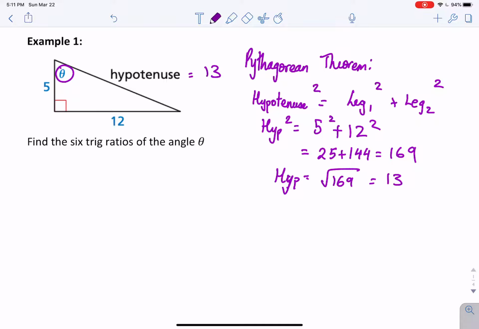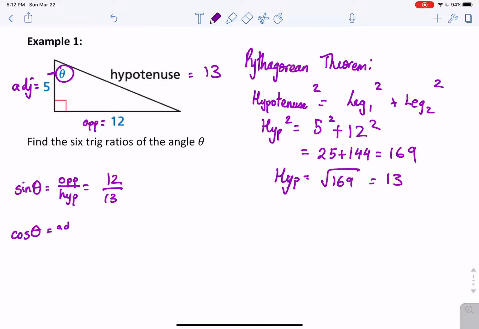Now I need to figure out which side is opposite and which side is adjacent. If I look at the angle, the adjacent side is the one that's touching it. So the 5, that's adjacent. And that means the 12 is the opposite. Now I'm ready to write the ratios. So I know sine is opposite over hypotenuse. So that's 12 over 13.